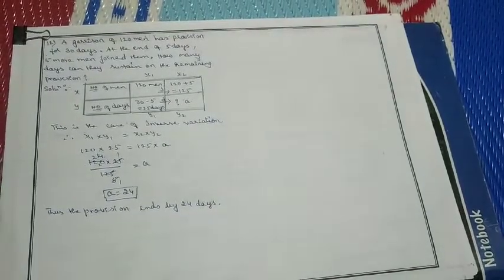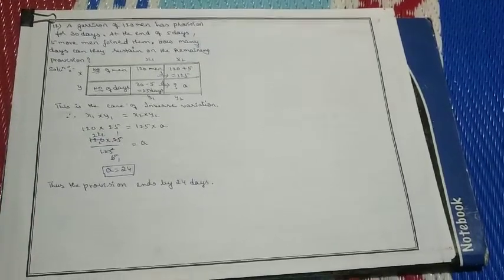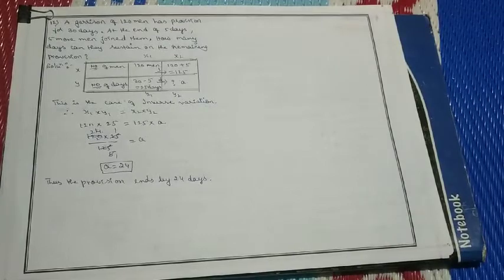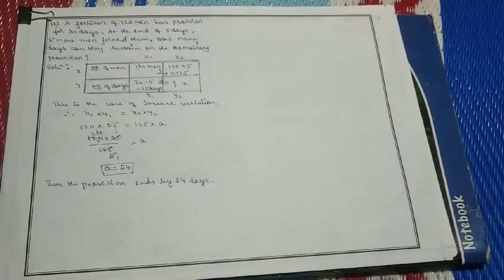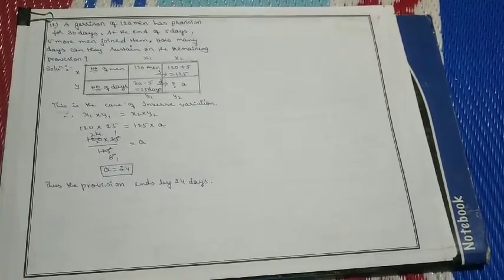This question is very important for the examination point of view, and this completes today's class and also completes the worksheet. In the next class we'll continue with the next concept from the chapter direct and inverse variation, children.